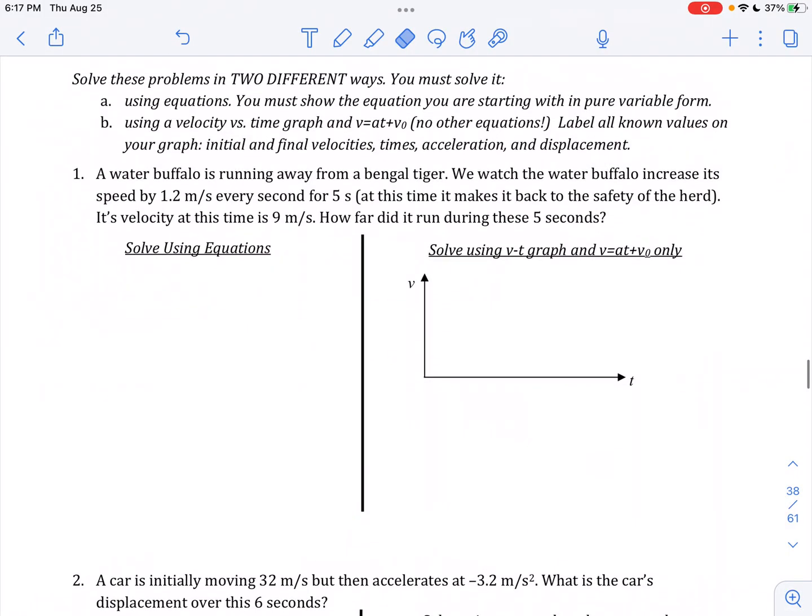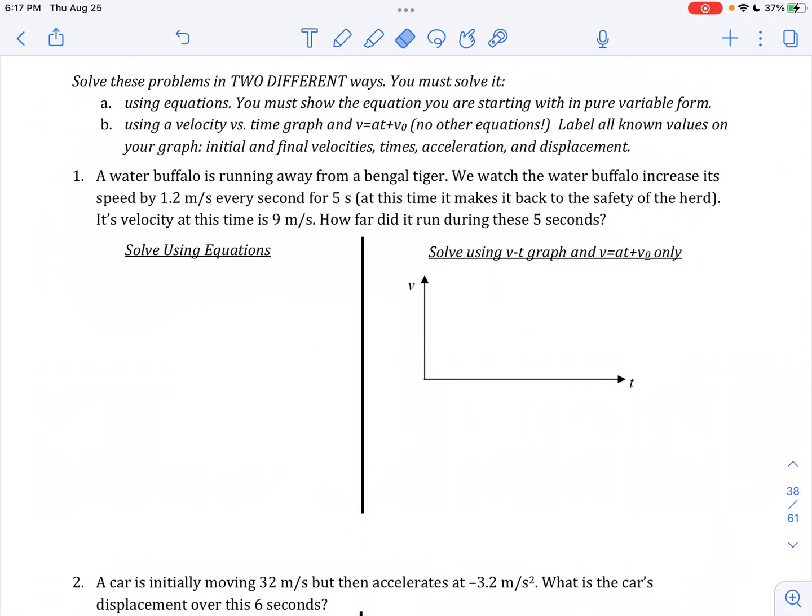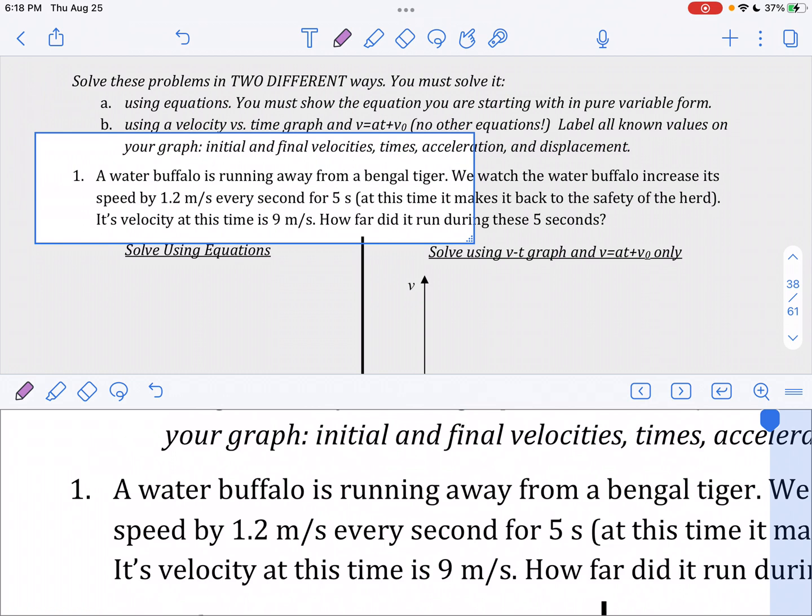All right, I'm going to talk through how to do worksheet 12, number 1. I'm going to solve it both ways, which is what you're going to do on the rest of this worksheet. I'm going to start with using equations. So the first thing I'm going to do is read the problem, and before I do that, I'm actually going to underline all the numbers.